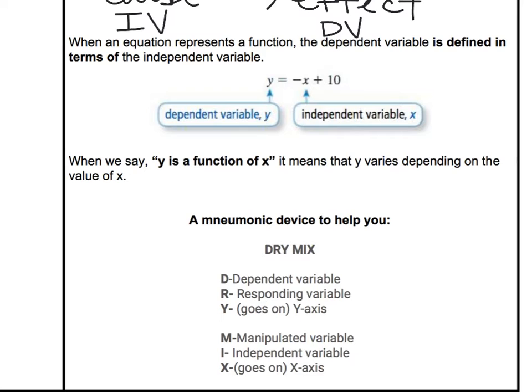When we say y is a function of x, it means y varies depending on the value of x. So y is a function of x. Y is your DV. It's your output. So if you see a phrase like this, think about what it means. And then the "of" is saying it is determined by that thing. So IV, independent variable or input, is x.